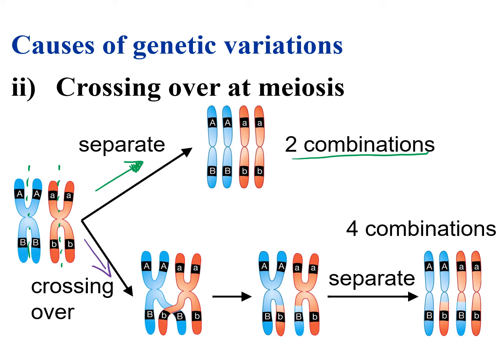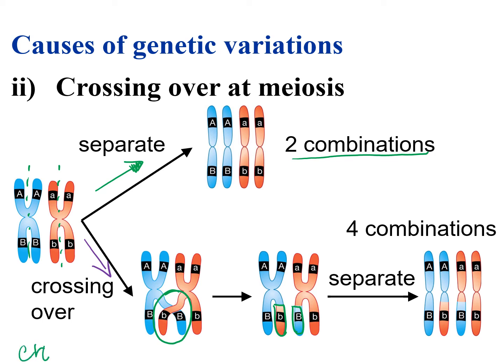When crossing over occurs, we will be able to see for the non-sister chromatids over here, they just cross over with each other and then they change the partner. And we call this the crossing over of non-sister chromatids of homologous chromosomes.